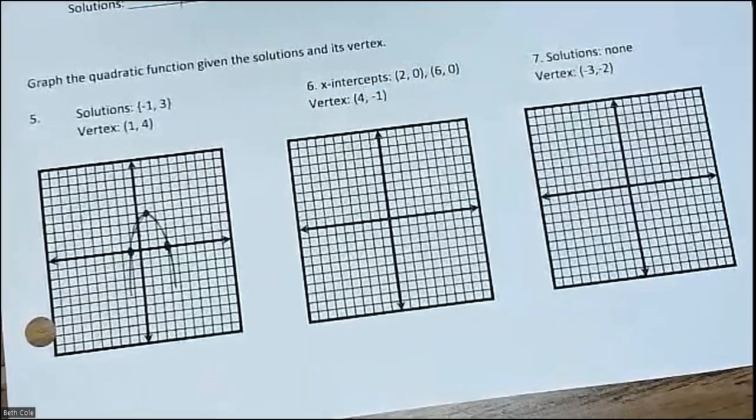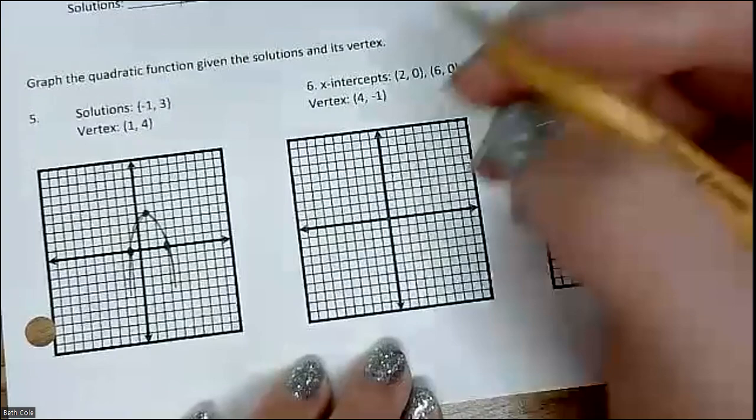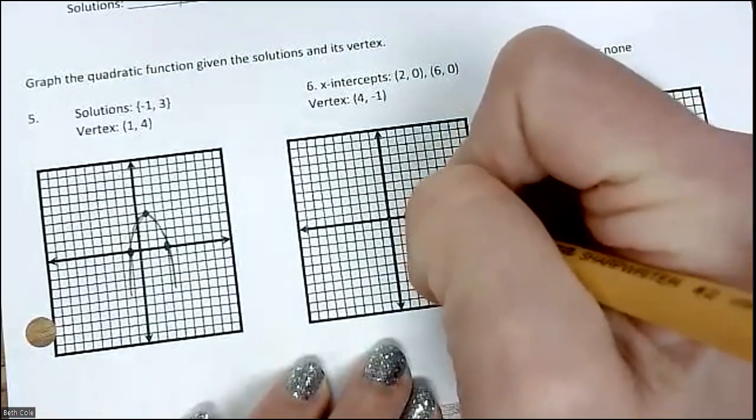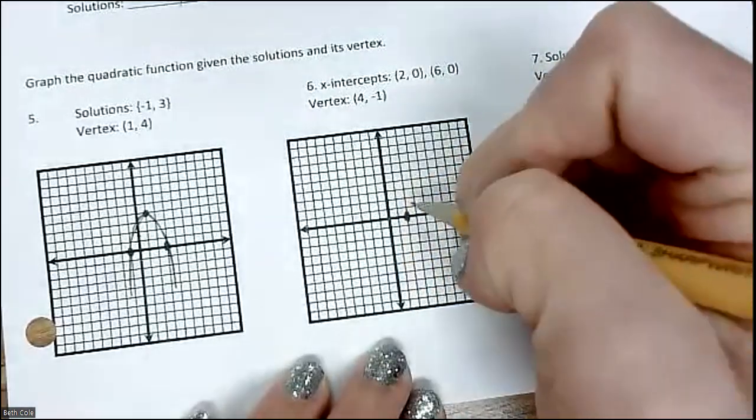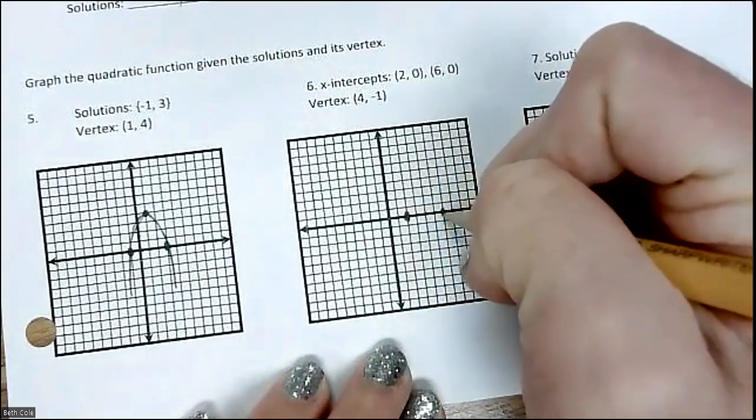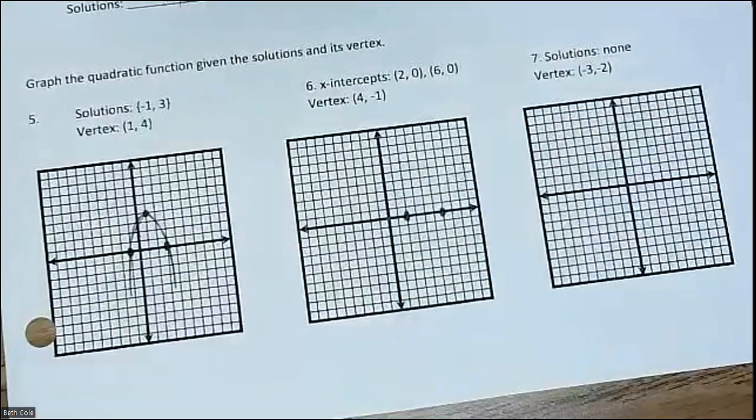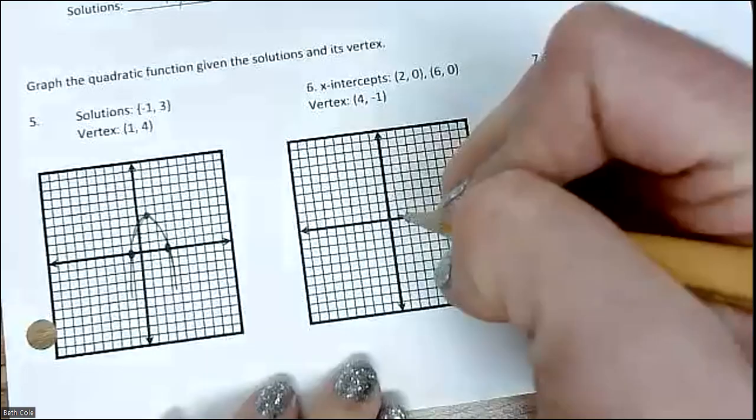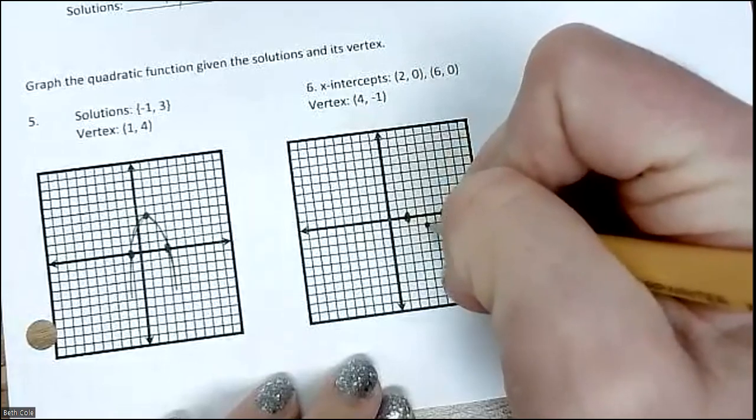Let's try it again. We're going to plot 2, 0 right here, and then 6, 0. So those are your x-intercepts. This is really difficult, right? So count to 2 and count to 6. All right, and then your vertex is 4, -1. So right there.